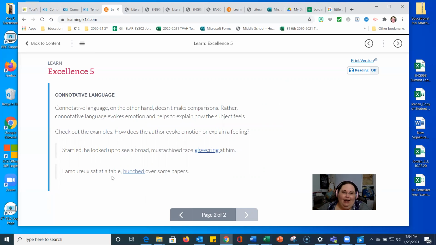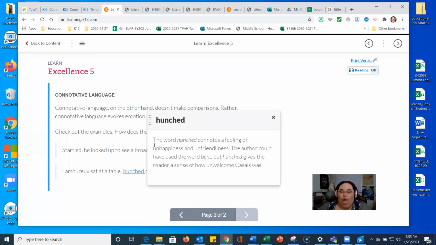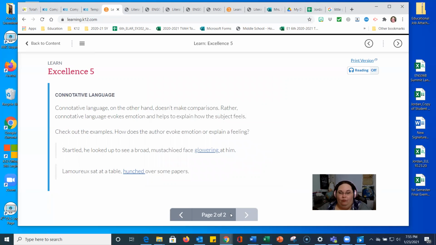Lumar sat at a table hunched over some papers. Hunched. The word hunched connotes a feeling of unhappiness and unfriendliness. The author could have used the word bent, but hunched gives the reader a sense of how unwelcome Casals was. All right, we're done with all those slides, so moving on.